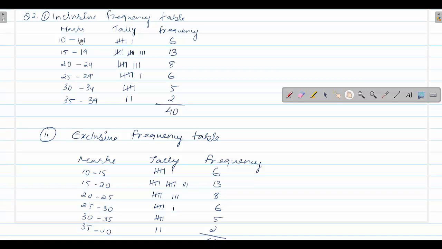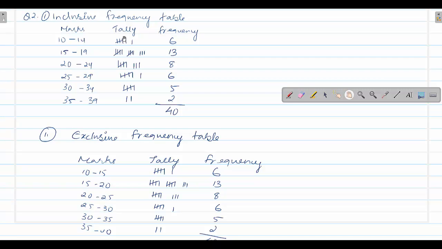All right. So what if it is an interval of 5 in inclusive, so 10 to 14: 10, 11, 12, 13, 14. If you count from 10, this is a 5 interval, right? So I've made an inclusive frequency table: 10 to 14, 15 to 19, 20 to 24, 25 to 29, 30 to 34, and 35 to 39, because 38 is the highest, right? So write down the tally here, and for all the numbers that fall under the range 10 to 14, please make a tally and then write down the frequency here.